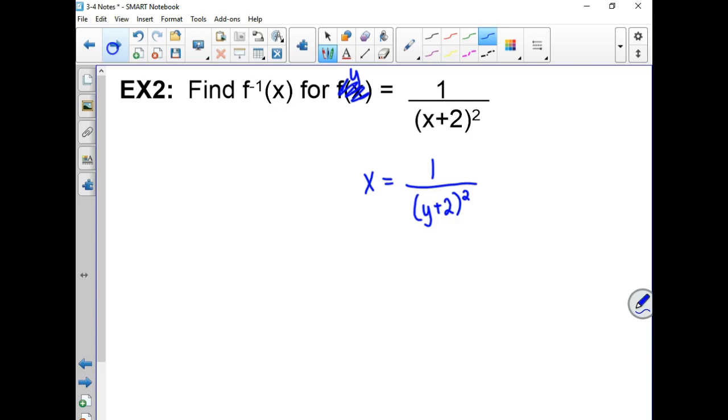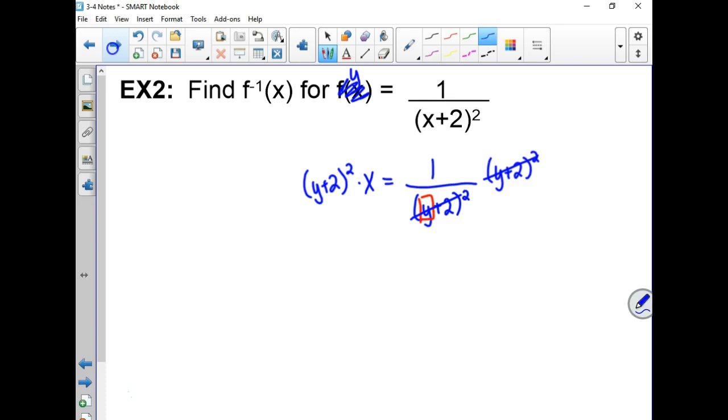Whenever we deal with this, the biggest thing to remember is that you cannot solve for anything that's in the denominator. So we're trying to solve for this y right here, but right now it's in the denominator of a fraction, and you cannot solve for anything that's in the denominator of a fraction. So I'm going to multiply this whole thing by y plus 2 squared on both sides, because I can't do anything with that y if it's in the denominator.